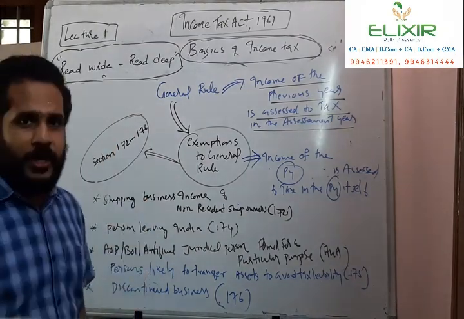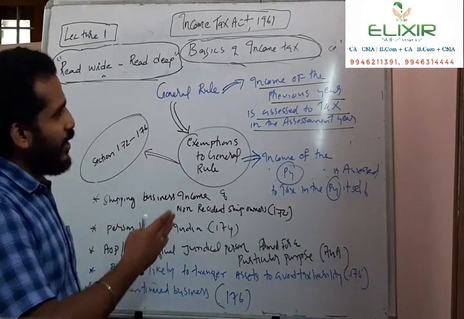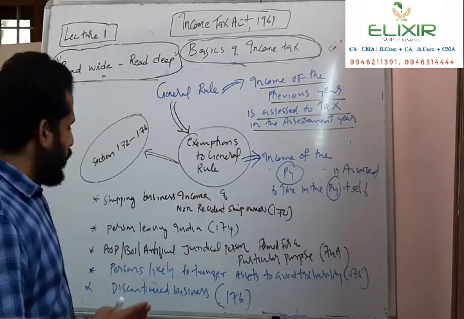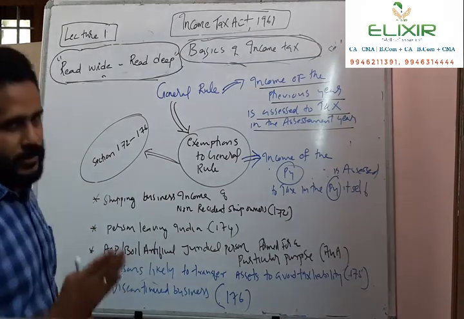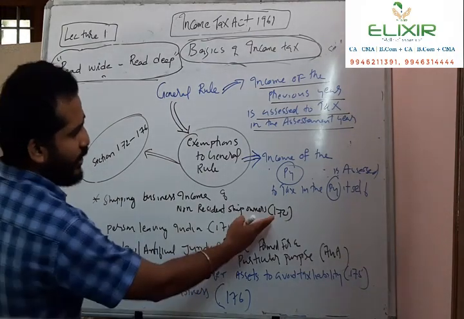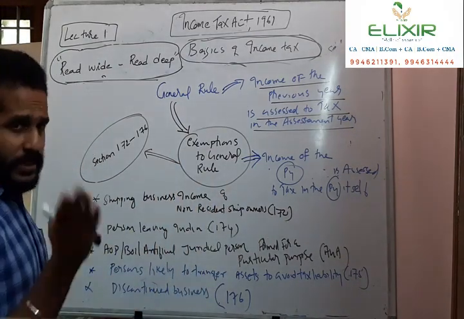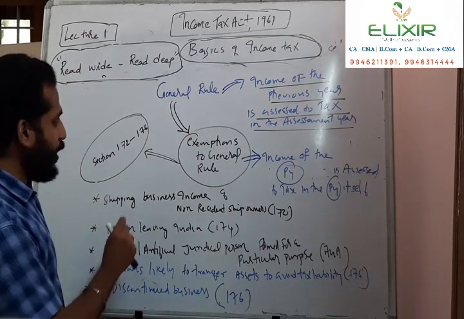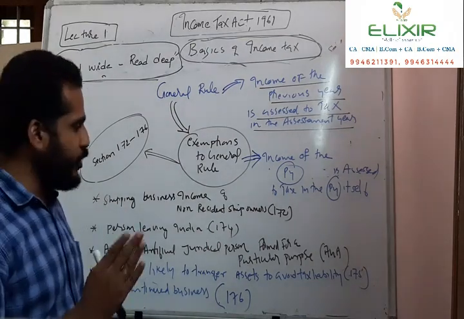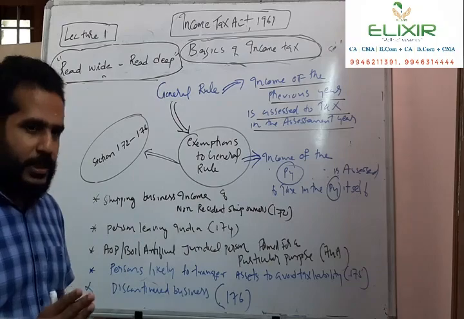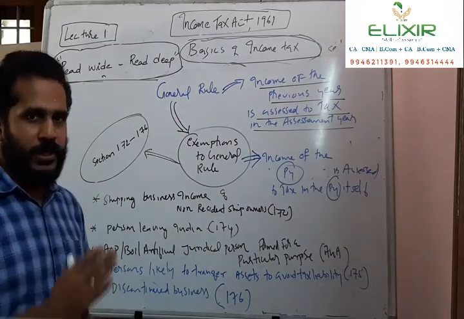Okay, from examination point of view, these are as multiple choice questions. So let us discuss one by one. The first, section 172 provides shipping business income of a non-resident ship owners.